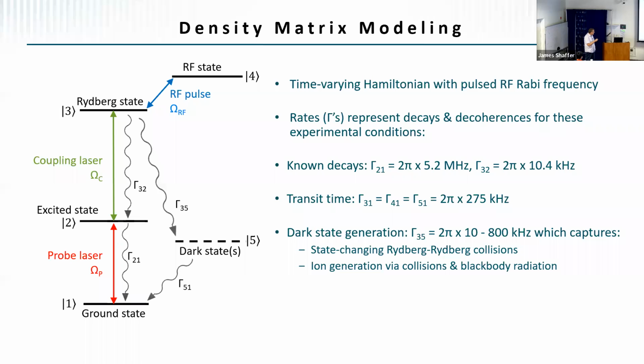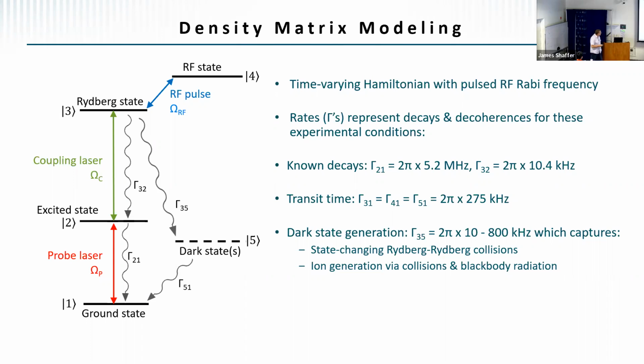So what can happen? A collision can knock this into a different Rydberg state that's uncoupled from the system. You could get spontaneous emission from the Rydberg states that would knock this out of the optical system. You could have electric fields that would shift Rydberg states out of the optical system. All these things are taken into account with that particular state.